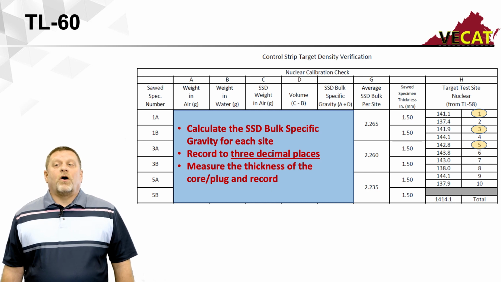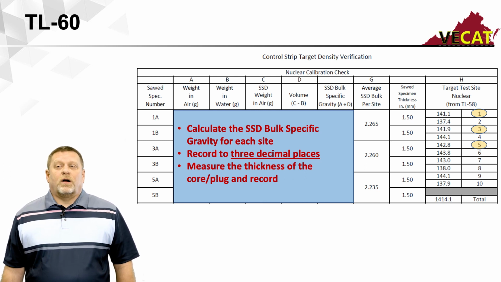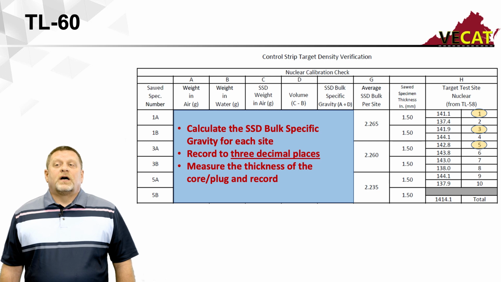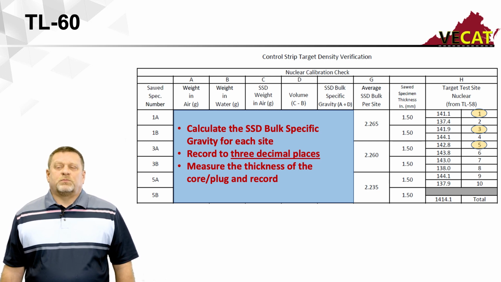So we'll do that for all 3 test sites, site 1, site 3, and site 5, and we'll end up with 3 bulk specific gravities that we've now recorded. In addition, at this time our form is also asking us to measure the thickness of each one of the specimens. We just do that with a ruler, and you just write it down. You only have to record that to 1 decimal place as well.